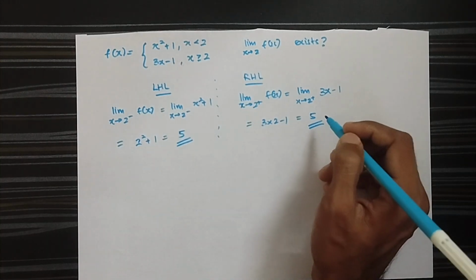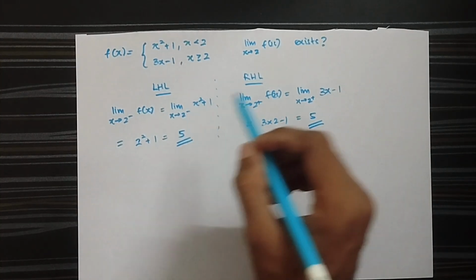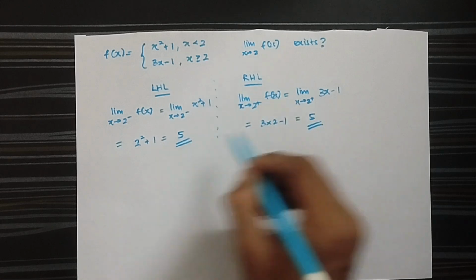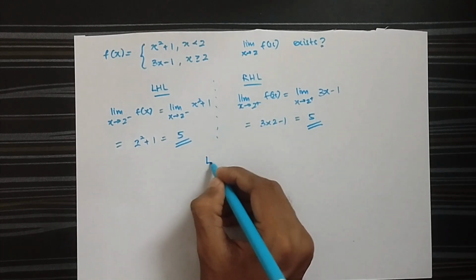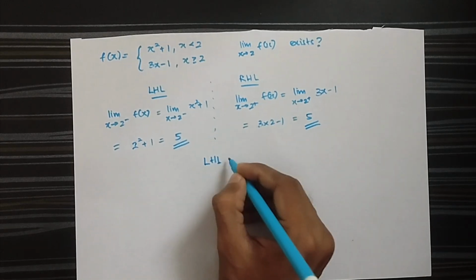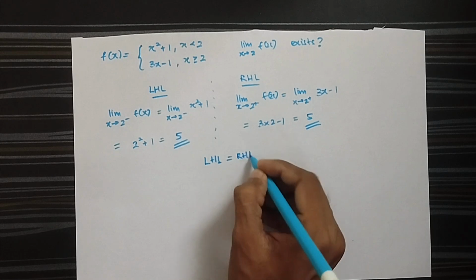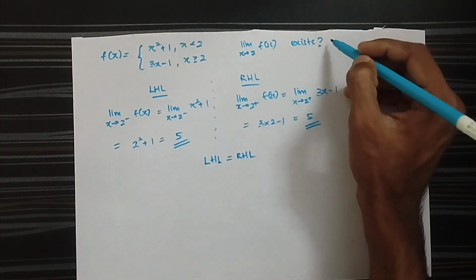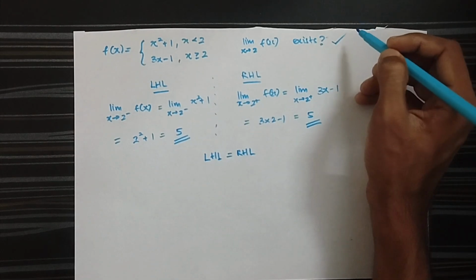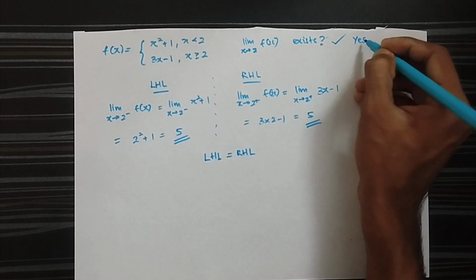So when do we say a limit exists? A limit exists when LHL is equal to RHL. So in this case, both are 5. So that would mean since LHL is equal to RHL and both exist individually, the limit of this function exists at x equal to 2. So yes, it does exist.